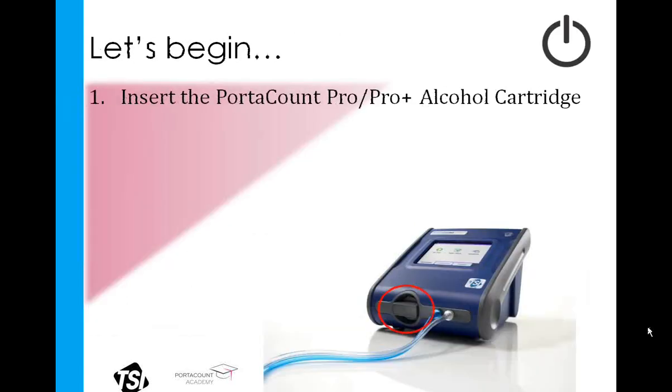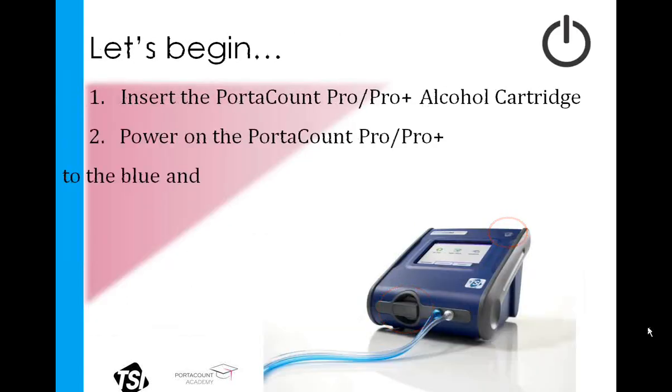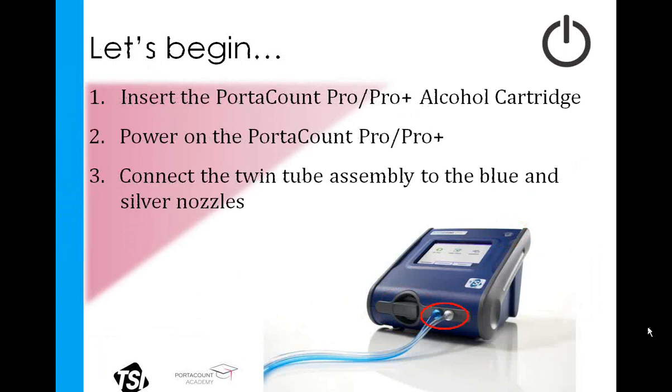We want to start by inserting the alcohol cartridge into the PortaCount Pro. Then we will power on the PortaCount Pro and connect the twin tube assembly to the blue and silver ports shown here.